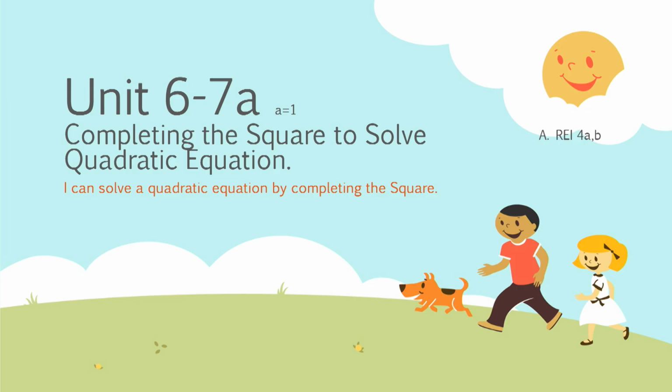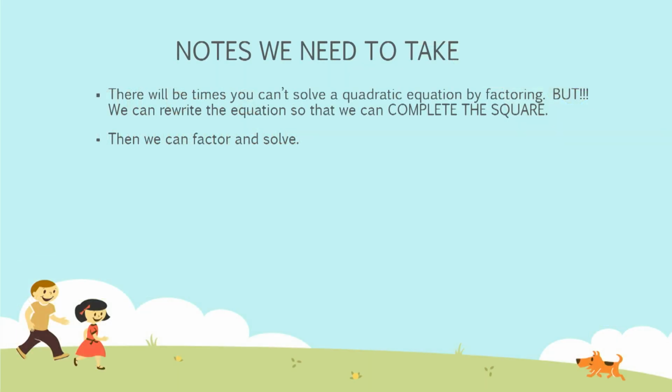We are looking at Lesson 7A, completing the square to solve quadratic equations. I can solve a quadratic equation by completing the square. We are looking at standards REI 4A and B, specifically where a equals 1. So let's look at some of these notes. We need to make sure that we have these on our notes page.